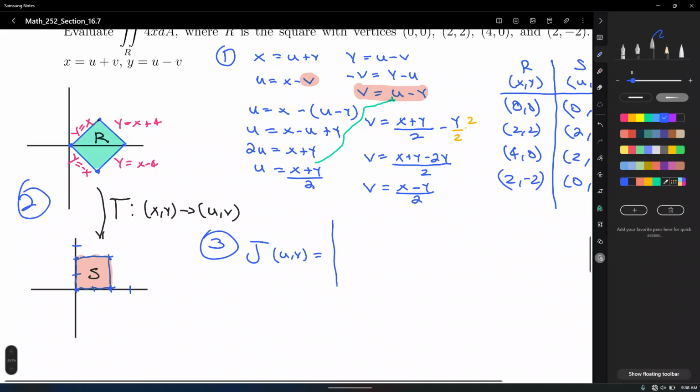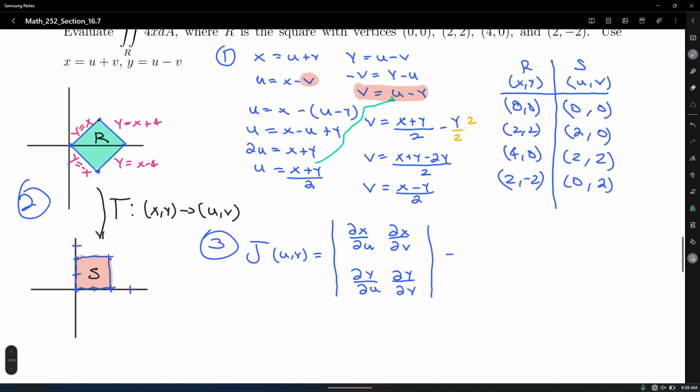That is the partial of the x equation with respect to u, the partial of the x equation with respect to v, and then the second row of the matrix, the partial of the y equation with respect to u, and the partial of the y equation with respect to v. Okay, we can easily find these partial derivatives, guys. So what's the partial of x with respect to u? Isn't that just 1? What's the partial of x with respect to v? That's also 1. Partial of the y equation with respect to u, that's 1. And partial of the y equation with respect to v, that's a -1. Compute the determinant. 1 times -1, that's a -1, minus 1 times 1, which is 1, that equals a -2.